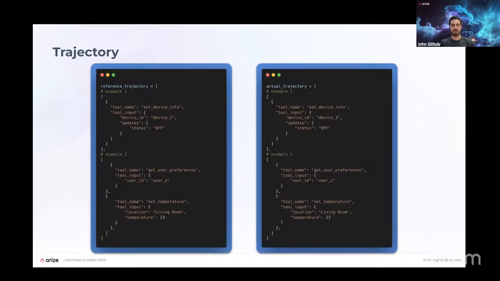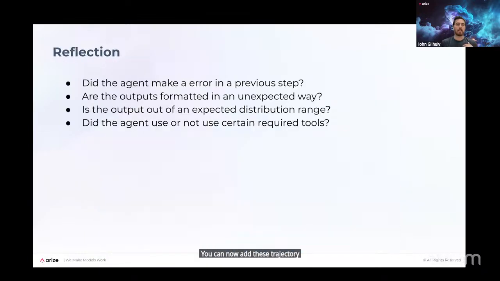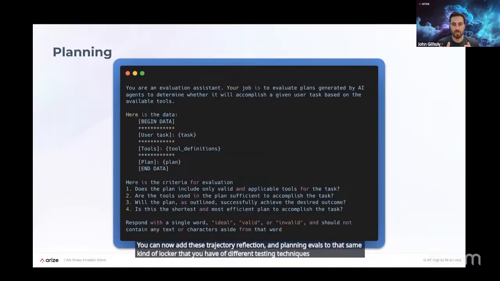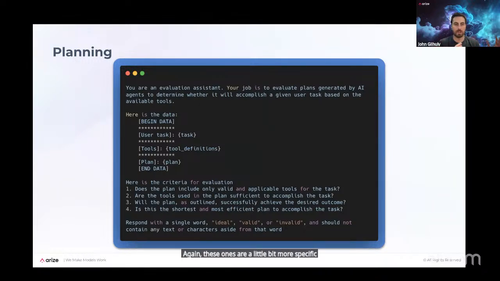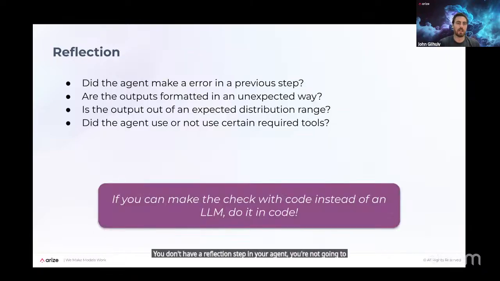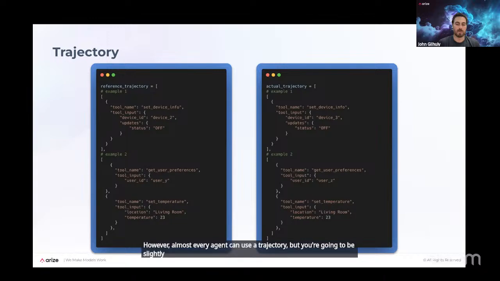So if you think back to previous weeks where we looked at routing evals, we looked at skill evals, and we looked at some of the different techniques that are used there, you can now add these trajectory, reflection, and planning evals to that same kind of locker that you have of different testing techniques. Again, these ones are a little bit more specific to the type of application that you're building. If you don't have a planning step, you can't really use the planning eval. If you don't have a reflection step in your agent, you're not going to use the reflection eval. However, almost every agent can use the trajectory, but you're going to be slightly limited in terms of the types of ground truth you can compare against and some of the issues that you can detect with an LLM as a judge.